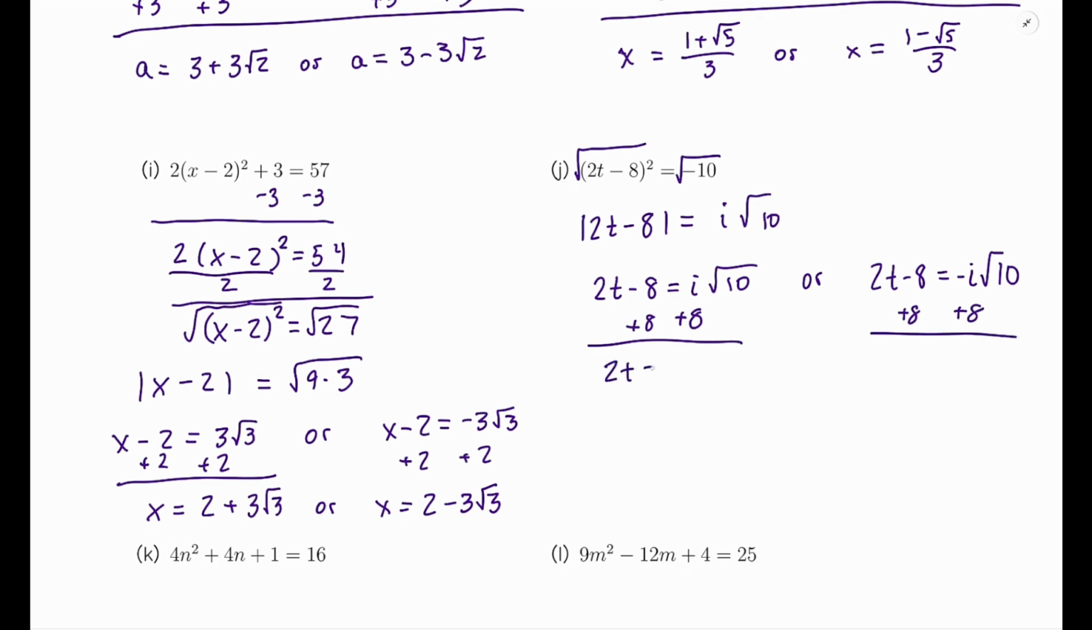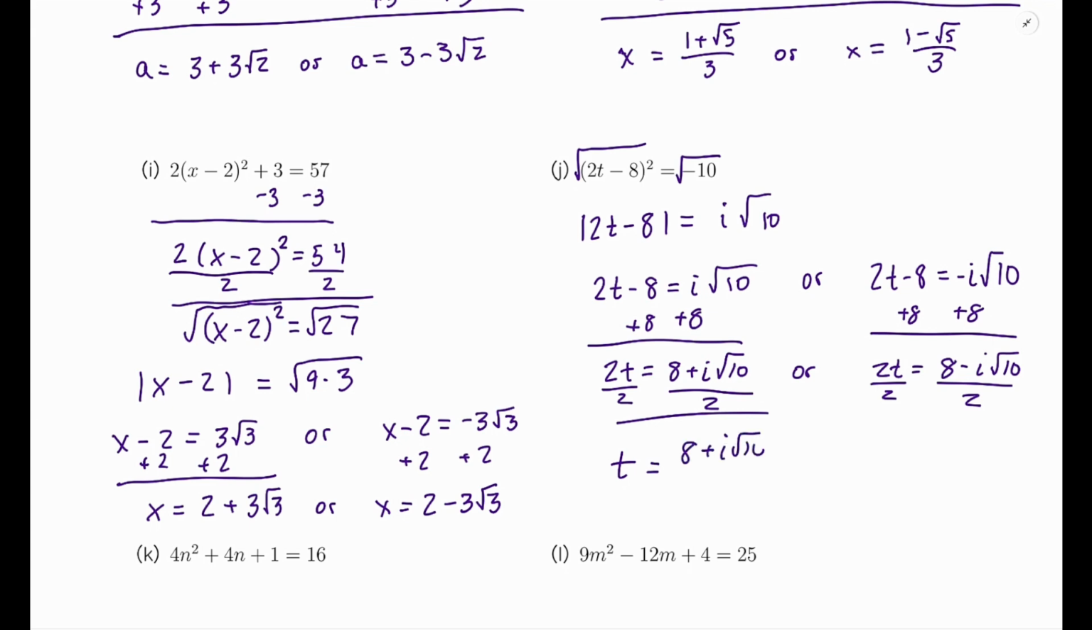We get 2t equals 8 plus i square root of 10, or 2t equals 8 minus i square root of 10. And then divide by 2 on both sides of both equations. So we get t equals 8 plus i square root of 10 over 2, or t equals 8 minus i square root of 10 over 2. Now, it looks like you can reduce the 8, 10, and 2 all by a factor of 2, but because the 10 is in a square root, you cannot do that.